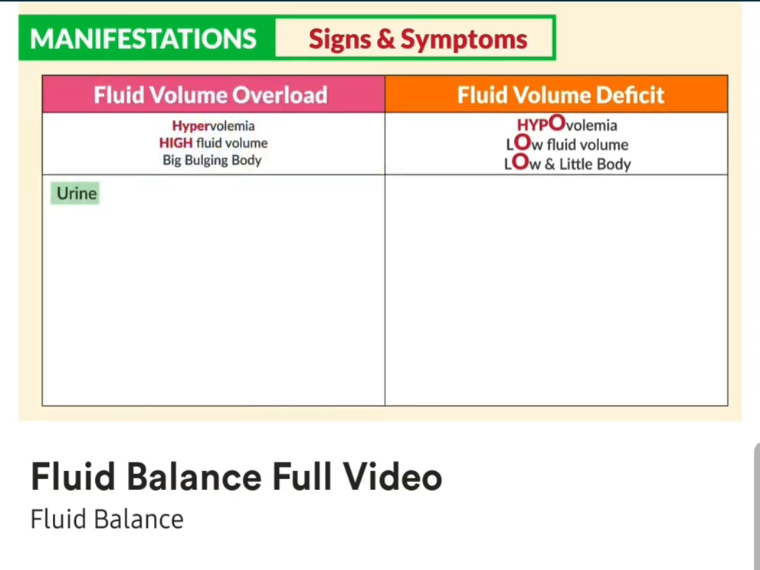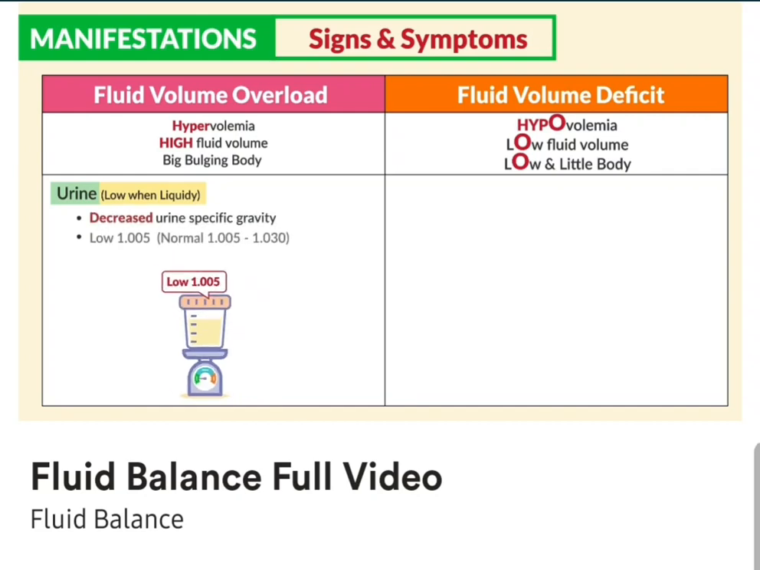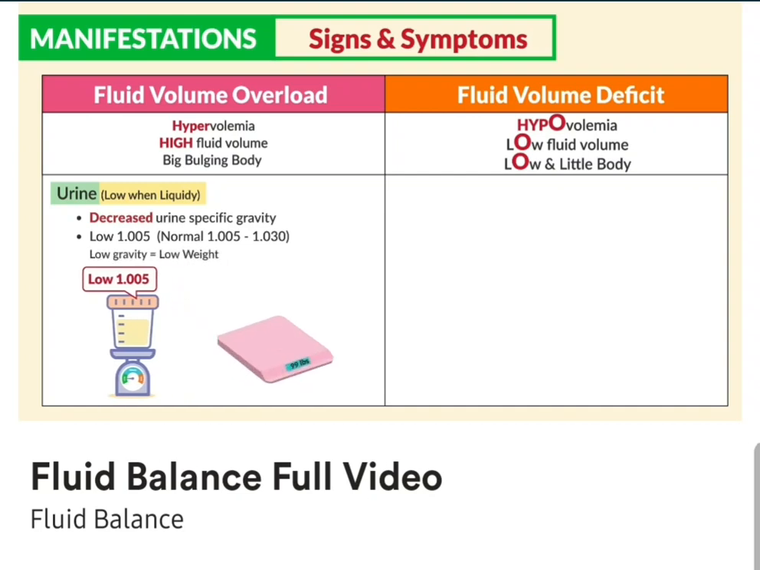Now, moving on to urine for fluid volume overload. Just think the urine will be low when the body is liquidy. So we see a decreased urine-specific gravity with low 1.005. Now, normally the specific gravity is 1.005 to 1.030 on the high end. So to make it simple, think low gravity is low weight with very dilute urine.